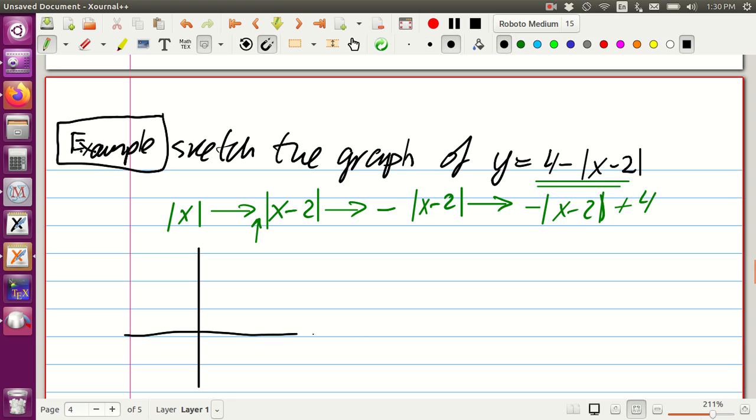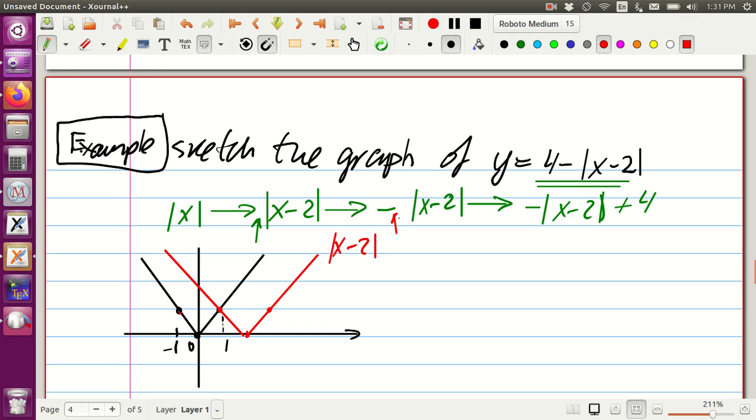So we will start with the absolute value of x graph, which we know goes like this. We learned it in the previous lectures. So here we have 0, here we have 1, and we have 1, negative 1. We're going to take this graph and shift it 2 units to the right. So it will go over here. This point will go 2 units to the right, and this point will go 2 units to the right. So we'll have the same graph shifted 2 units to the right.